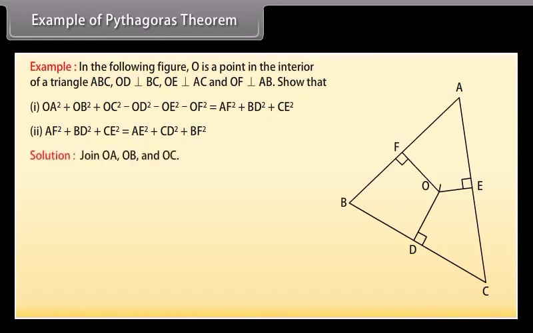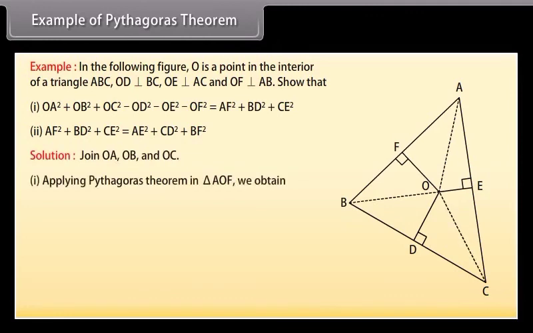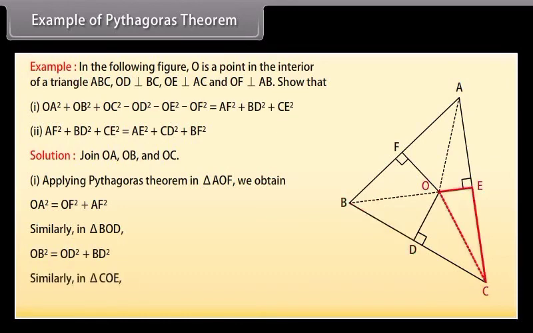Solution. Join OA, OB and OC. 1. Applying Pythagoras Theorem in triangle AOF, we obtain OA square equals OF square plus AF square. Similarly, in triangle BOD, OB square equals OD square plus BD square. Similarly, in triangle COE, OC square equals OE square plus EC square.